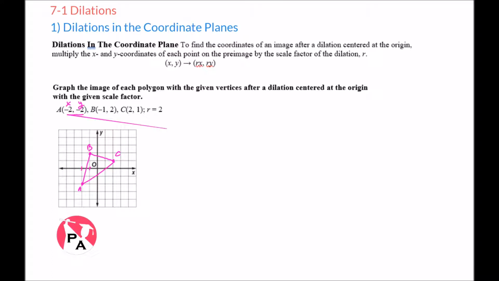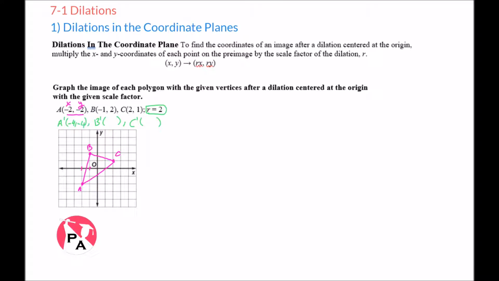And it says plot the second one, but we need to find the coordinates of the second image. So if you see dashed letters for the vertices, that means there's some kind of transformation or dilation. For this question, the numbers are going to come from each one of the coordinates times 2. So for A, the point is going to be -2 times 2, which is -4, and -2 times 2 again, -4.